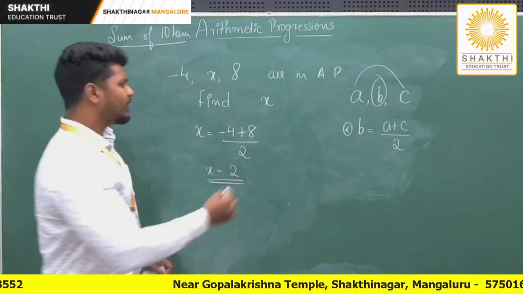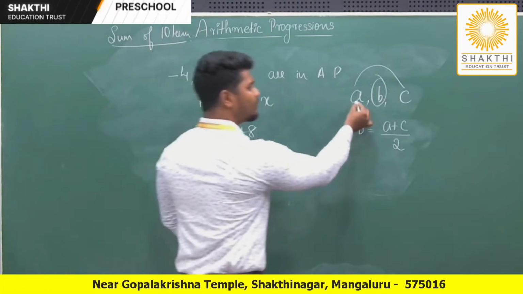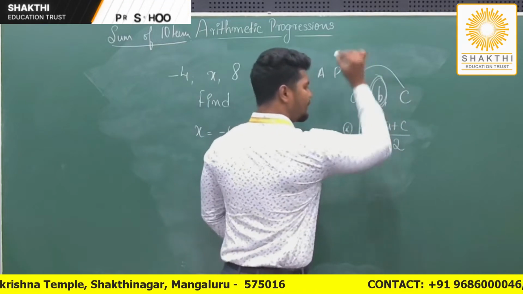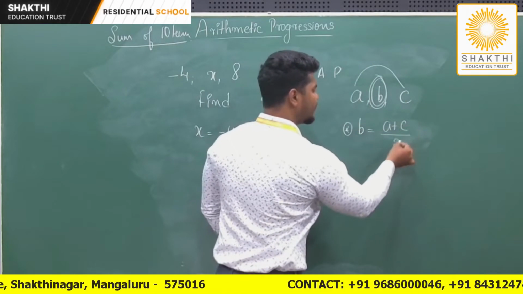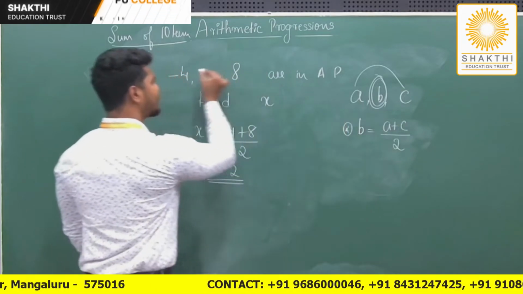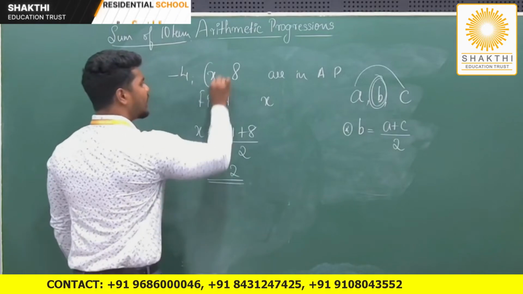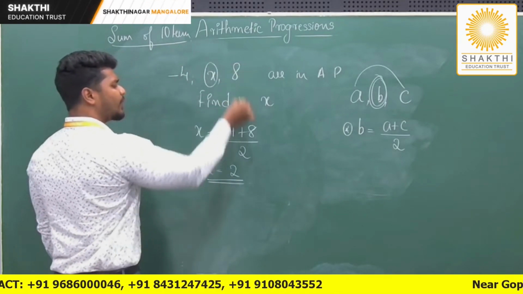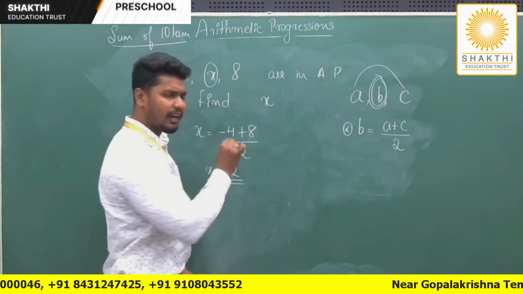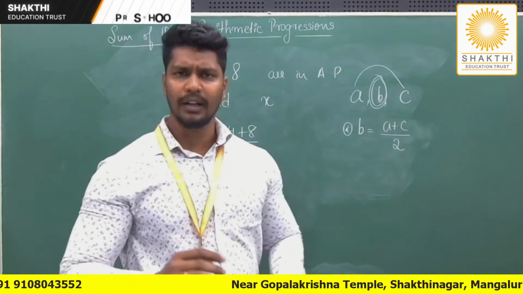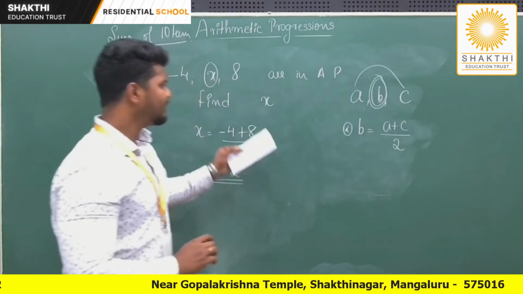Keep this in mind. Once again, I'll be repeating. If the three numbers a, b, c are in AP, then the middle number b is equal to a plus c divided by 2. Using the same concept here, -4, x, 8 are in AP, then x is equal to -4 plus 8 divided by 2. Hence, the value of x is equal to 2. This is the case where three numbers are given in an AP, in such a simple form.